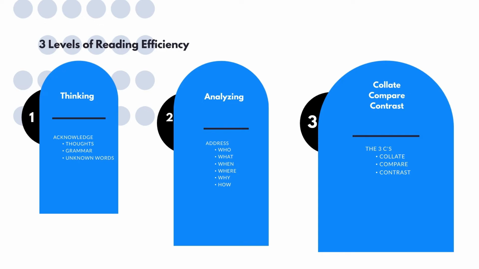Okay, that was a lot to take in. This is the summary. There are 3 levels going above and beyond passive reading: thinking, analyzing, and finally the 3 C's: collate, compare, and contrast. Level 1, thinking, is when you address relevant thoughts as they come up. Level 2, analyzing, is when you consider who, what, when, where, why, and how is applicable. This makes your understanding of the text deeper. Finally, level 3, the 3 C's: collate, compare, and contrast. This is to retrieve and reflect on the current and past texts, discarding and acquiring new beliefs.